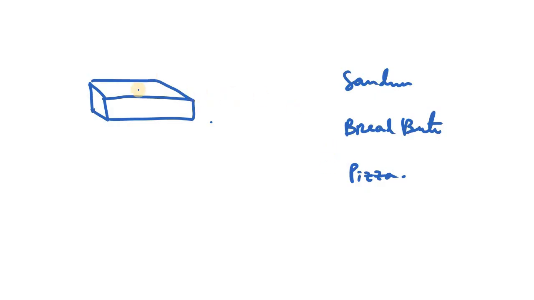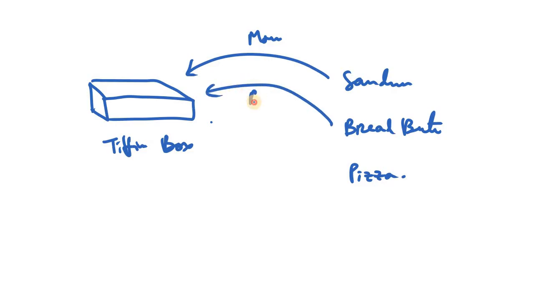Now you see, this tiffin box is basically used to store all these quantities. Say on Monday you get this sandwich, on Tuesday you get bread butter, and on Wednesday you are getting pizza. So you see, on 3 different days you are getting 3 different things, but all of them are being carried in this same old tiffin box. Okay, so this is the container. The basic idea is that here the container remains the same to store different types of food items.